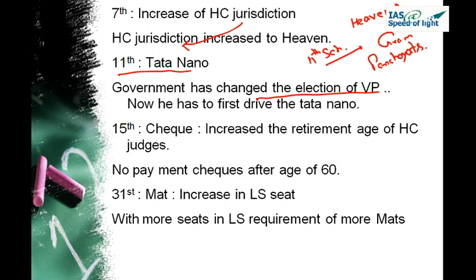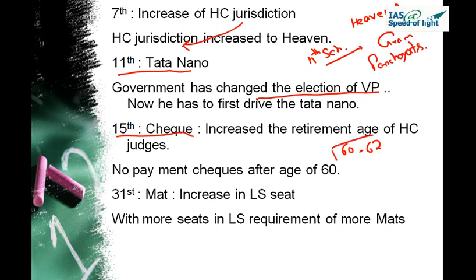15th Amendment Act, and that is check. Okay, 15th is check. We get our paycheck on the 15th. So on 15th our picture is of a check. It increased the retirement age of High Court judges from 60 to 62. So no payment checks after the age of 60. So even after 60, they are not retiring, but they are not getting paychecks.